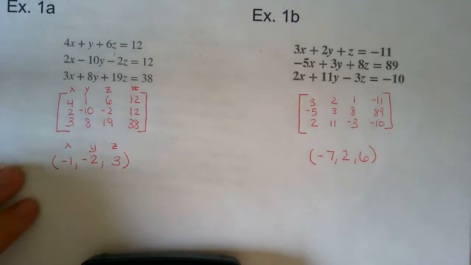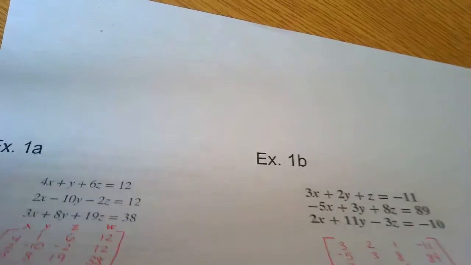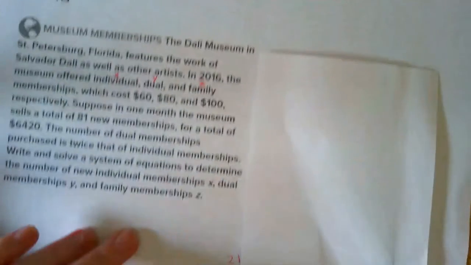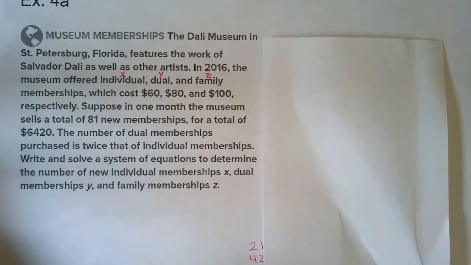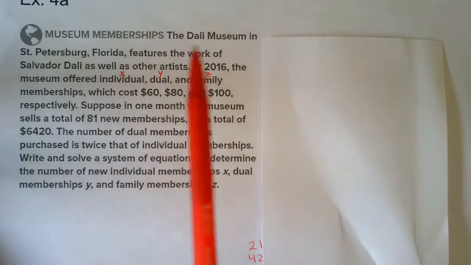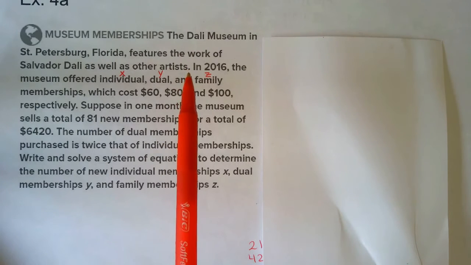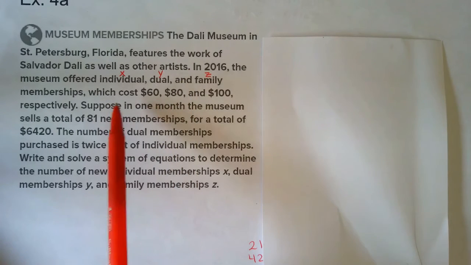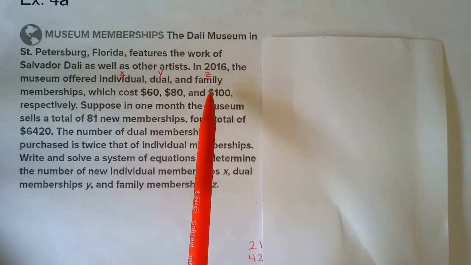The other part we're going to do is write a system and then solve it. So take a moment and read through that story problem. Notice that we have 3 variables. I have an individual, a dual, and a family membership. So there's my X, Y, and Z. I also notice they're going to cost $60, $80, and $100.